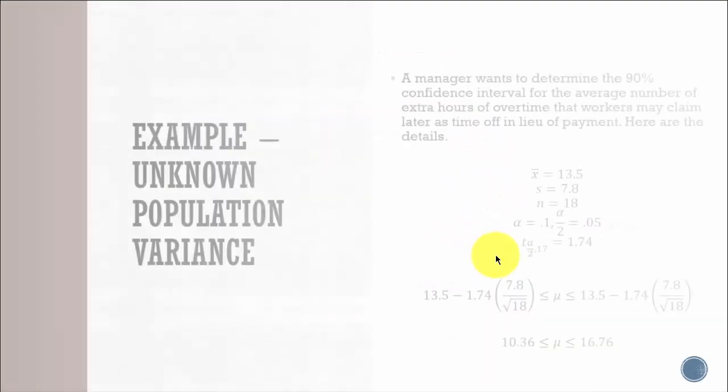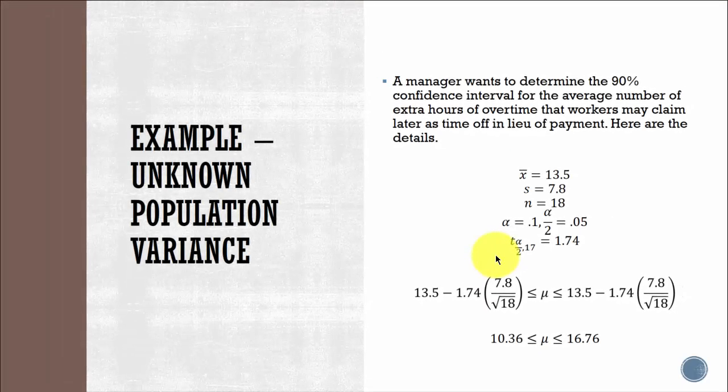So here's another example. There's a company where workers can work overtime, but instead of being paid for overtime, they can actually take that extra time and take time off for that. So they can add it to their vacation or other time off. So let's say we have a survey done of some 18 employees, and the average extra hours or overtime worked is 13.5 in that sample, and the sample standard deviation is 7.8, so 13.5 hours of extra time on average worked by workers, and the standard deviation is 7.8 hours.